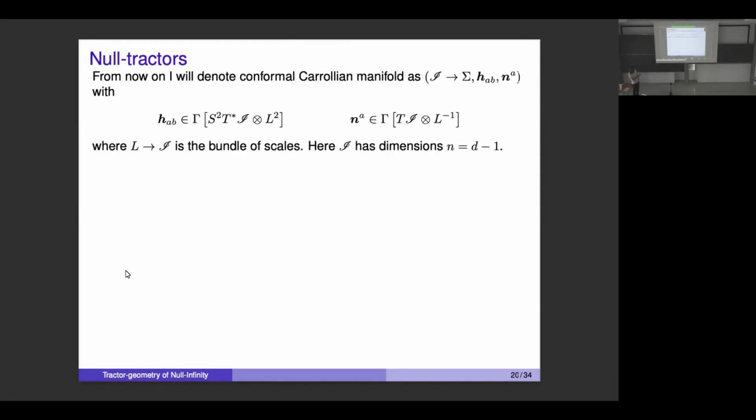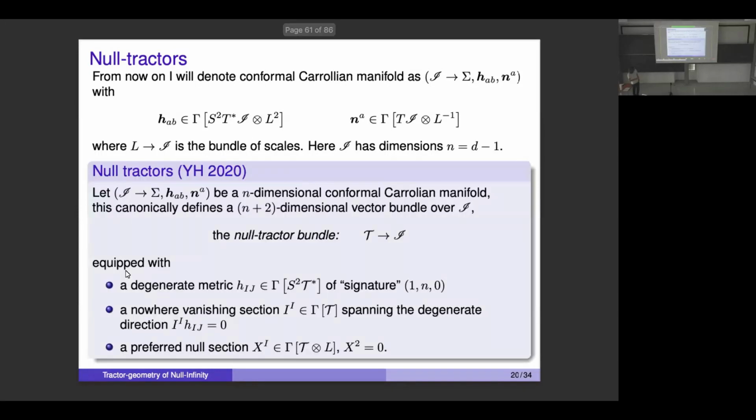Okay, so again, we start with a conformal Carrollian geometry, which is this object, and you have a weighted vector field and a weighted metric. My dimension is now n, where n is d-1. And here you have the following fact: there exists a null tractor bundle, an n+2 dimensional vector bundle over null infinity. So just like the usual tractor bundle, you have 2 extra dimensions. It's canonical in the sense that you can construct it as a subset of the second jet bundle of weights.